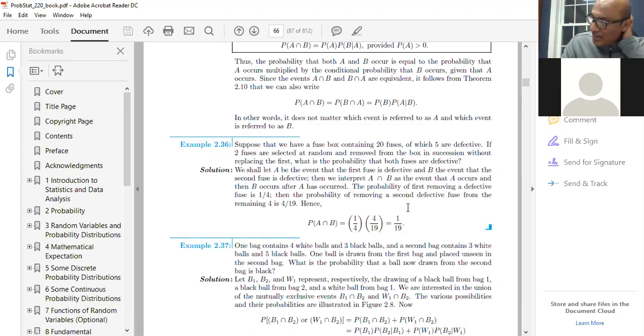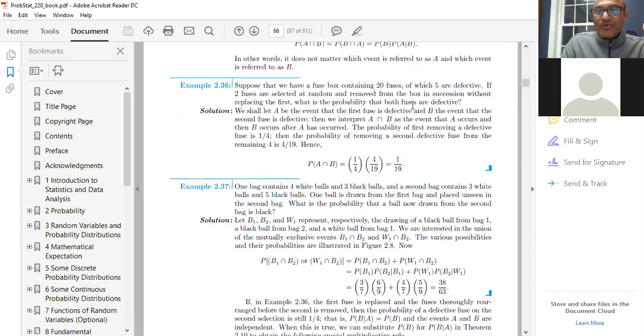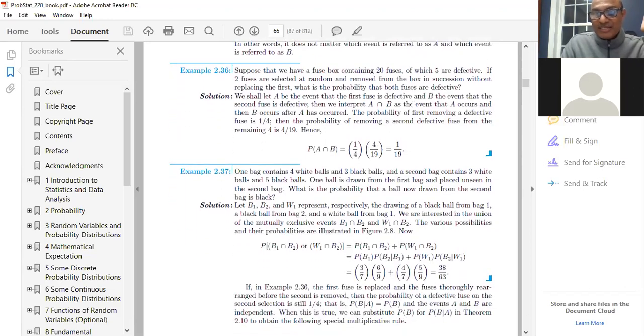So that's how you can figure it out, the product rule: probability of B times probability of A given B, or the other way around, probability of A times probability of B given A, like this. Let's go for one more example. That is now an intersection of 3 sets. Try to understand this example.